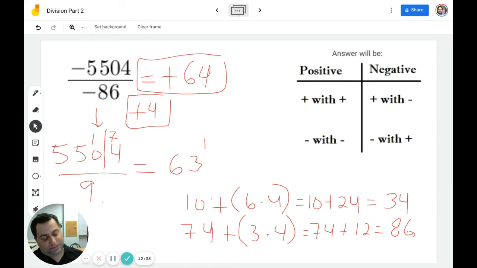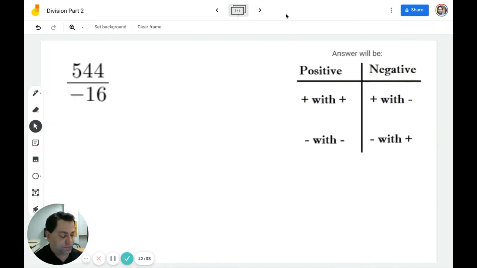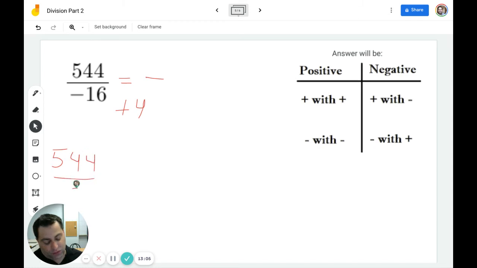Let's try another one. 544 divided by negative 16. Well, I know that a positive divided by a negative is a negative, so we know our answer is going to be negative. I know that 16 is 4 away from 20. So I can rewrite my problem to be 544 divided by 2.